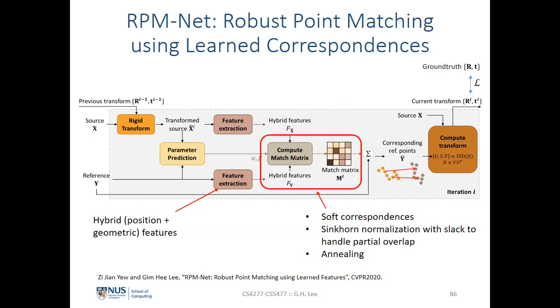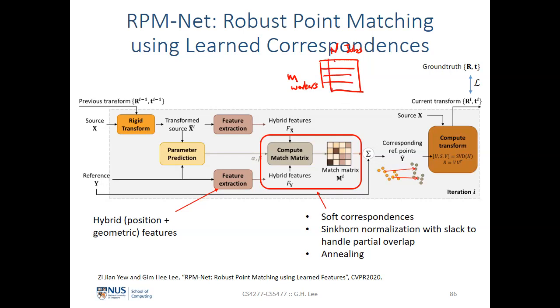The next step is that we compute a match matrix. This match matrix can be seen as an assignment matrix. Basically, our assignment matrix is just a permutation matrix in the hard case. I believe most of you here know the job assignment problem, right? You have n workers and n jobs, and only one worker can take one job. You want to assign each worker to one job, right?